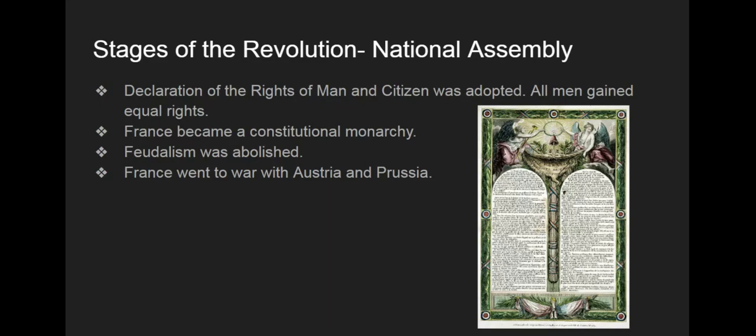France became a constitutional monarchy. Feudalism was abolished. Feudalism was the power between the nobility and their serfs, which were practically like slaves in the countryside who worked for the nobility by farming their land. And then France also went to war with Austria and Prussia. So France had to go to war with Austria and Prussia because the other neighboring European countries were threatened by the idea that the people had removed their king and queen from power.